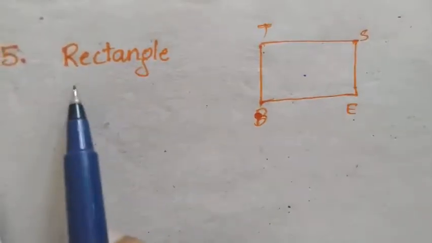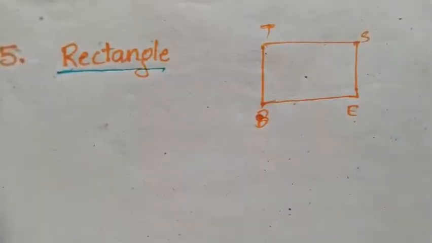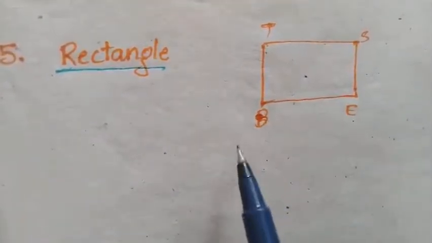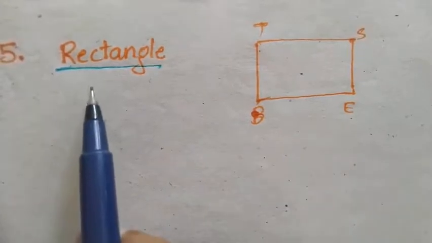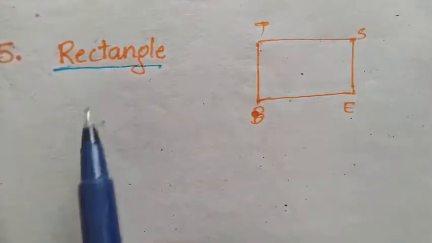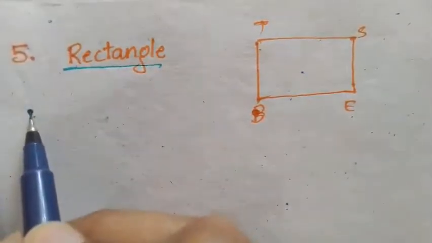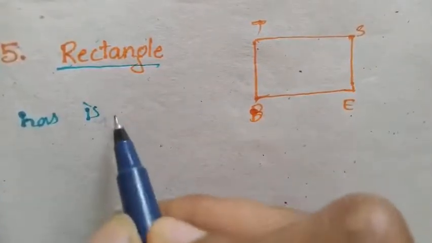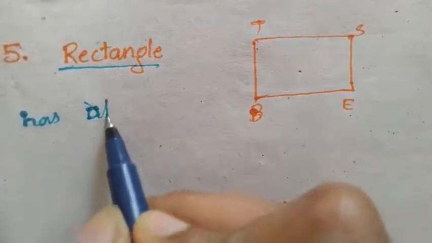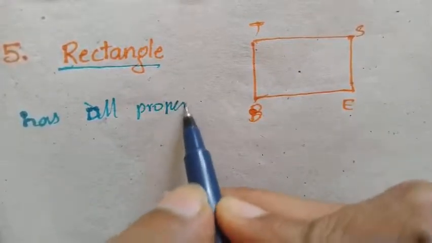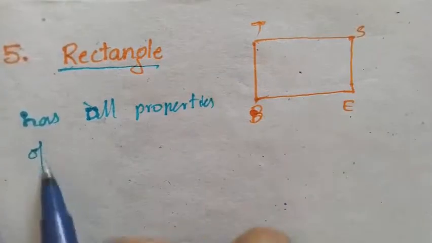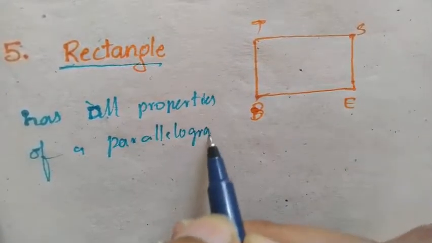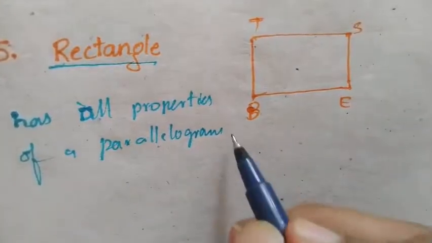Let us see now the rectangle. So most of you know already about a rectangle, that its opposite sides are equal. So a rectangle is a type of parallelogram. That means a rectangle has all properties of a parallelogram. So a rectangle is a parallelogram.